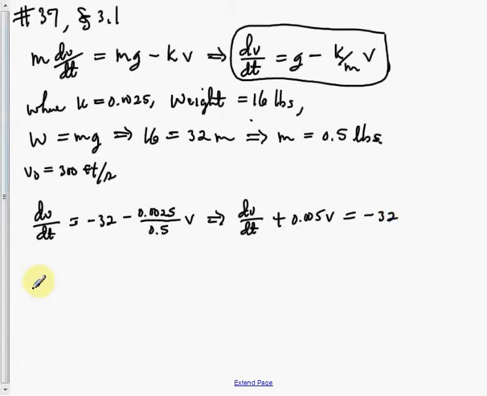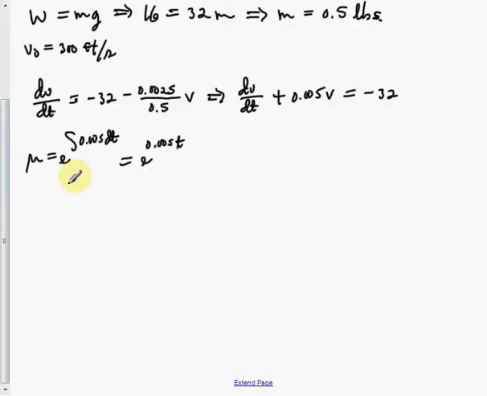This is linear, so the integrating factor is e to the integral of 0.005 dt. So this gives us e to the 0.005 t. So the left side, you recall, is automatically the derivative of the product. This is the derivative with respect to time. The derivative of the product of the integrating factor, which is e to the 0.005 t, times the dependent variable, which is v, is equal to that negative 32 times the integrating factor. Multiply the integrating factor on both sides, right?